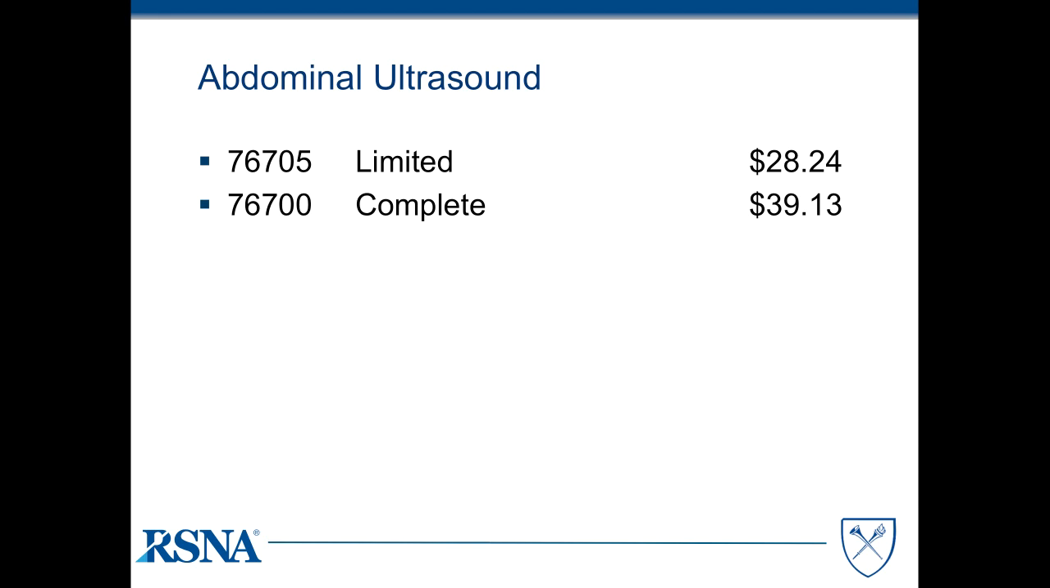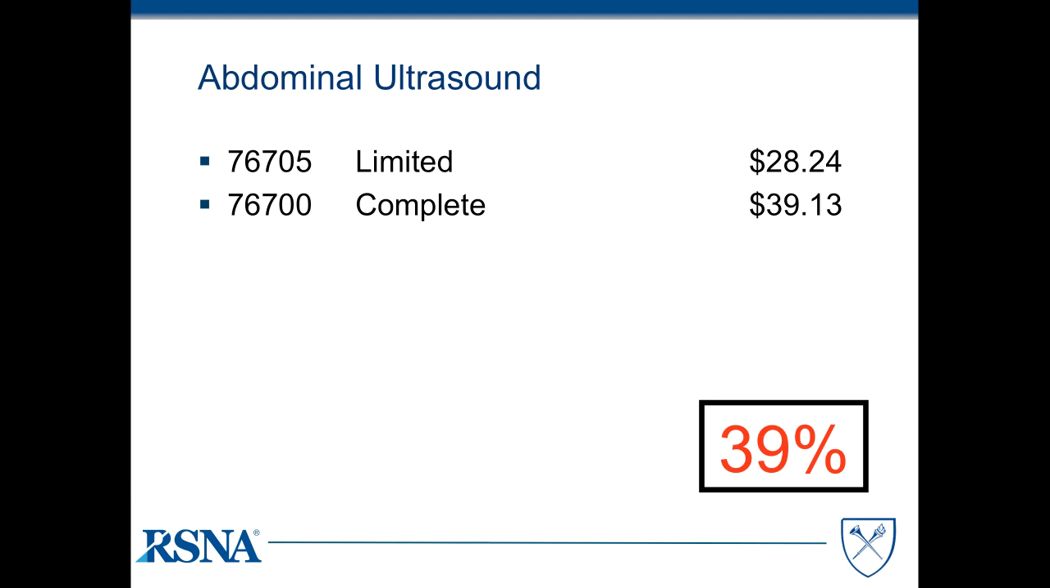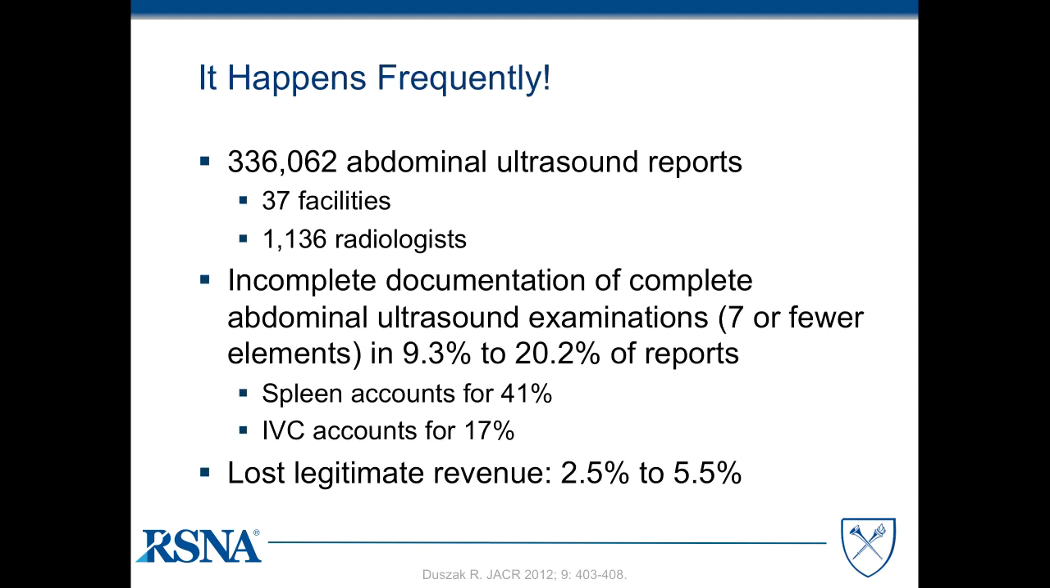You can see the National Medicare Average Fee Schedule allowable amounts here. It's a not insignificant difference between the two. And so this is something that you really need to pay attention to. It happens frequently in our practices. This is some work we published in the JCR several years ago, looking at over 250,000 abdominal ultrasound examinations for a variety of different practices across the country. We used a couple different natural language processing models here. The details aren't as important as the point that in anywhere from 10 to 20% of abdominal ultrasound reports, radiologists failed to mention at least one organ, resulting in a lost legitimate revenue of as much as 5%.